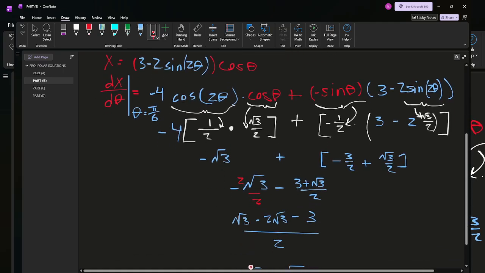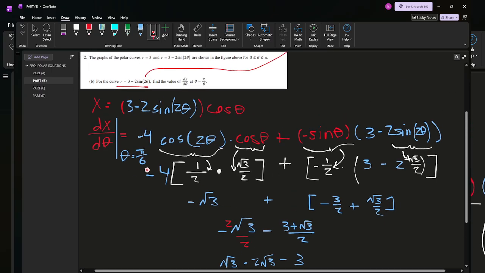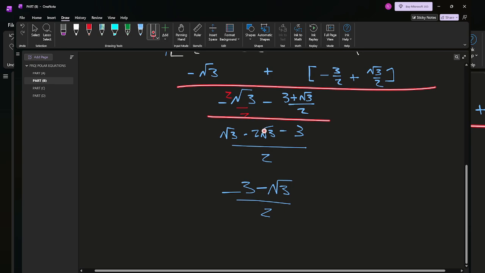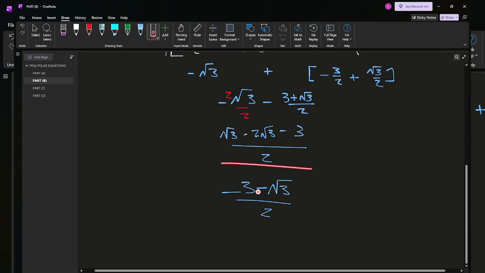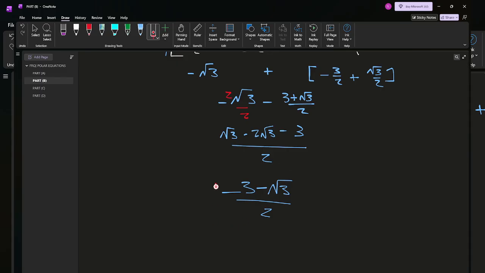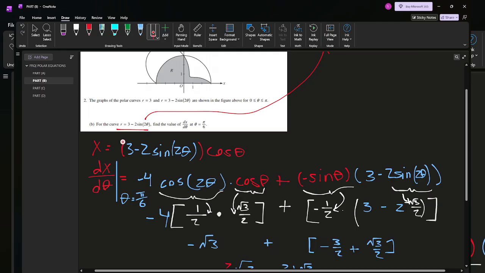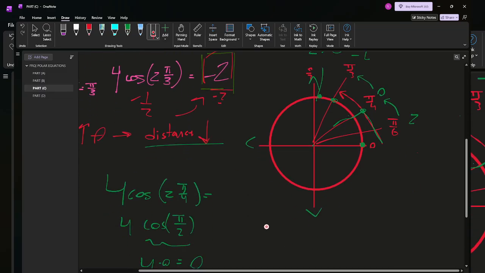So when you do that, I basically just evaluated the cosine and sine when theta equals pi over 6, just to make it easier. And then you just combine like terms, get common denominators, and you get this answer over here. So that's it for part B.